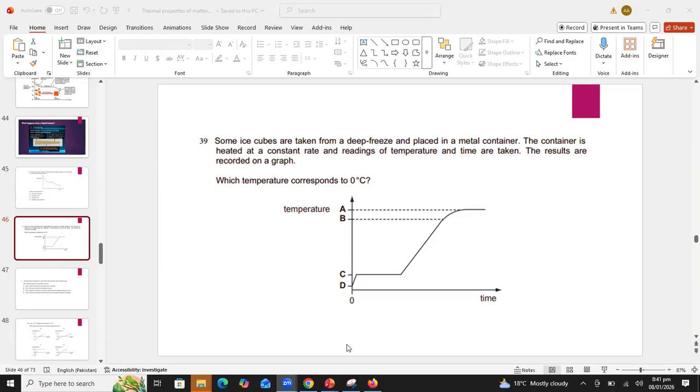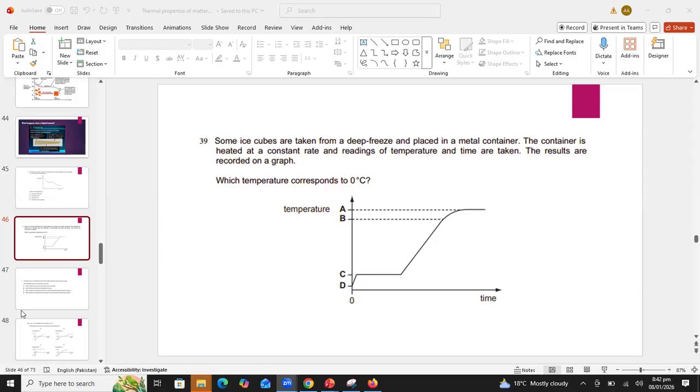Which temperature corresponds to 0 degrees Celsius? So students, 0 degrees Celsius is the melting point of ice. So which one is the right answer? Okay, Inaya and Hafsa are saying C. Vania is saying C. What about other students? Aiza, Shamin, Zerlish. Okay, good. Well done, everyone. C is the right answer. C is the point showing the melting state of ice. At this state, the ice is melting, and the energy absorbed during this state is called latent heat of fusion.